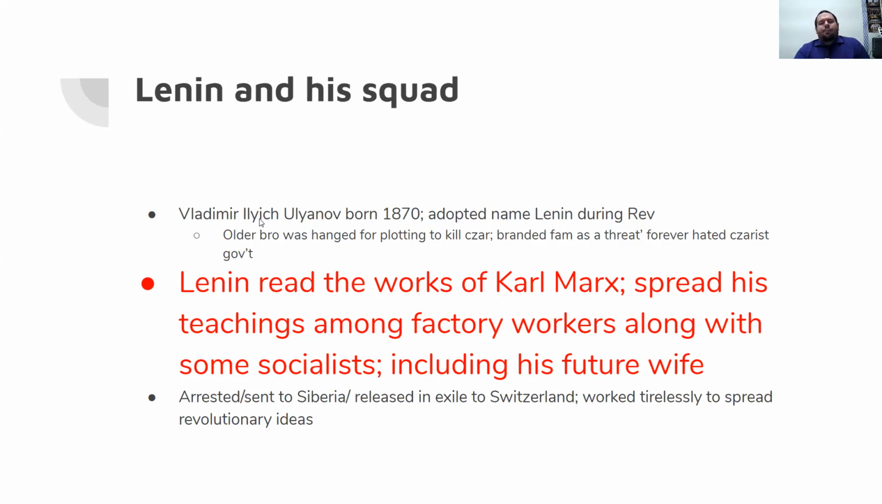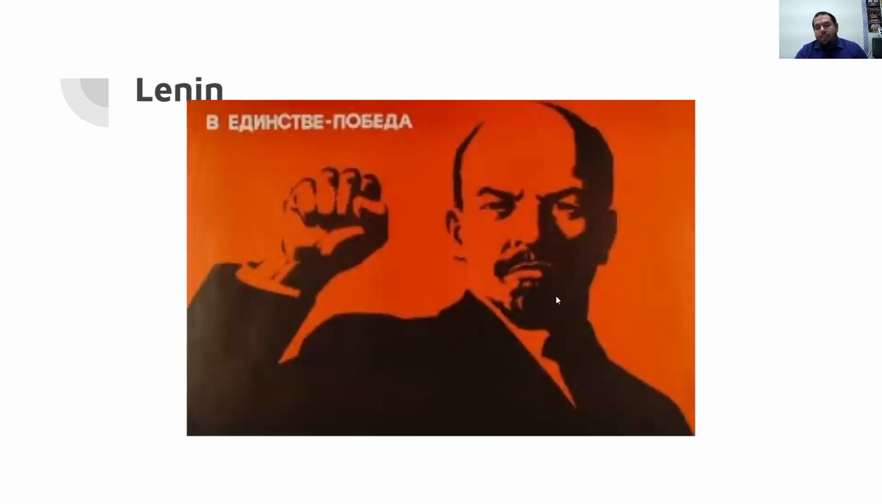So Lenin read the works of Karl Marx. He's going to spread his teachings among factory workers along with some socialists, where he met and married his future wife. For trying to spread these ideas, he would be arrested, sent to Siberia. Then he would be released in exile to Switzerland. And there, he's going to go full communist. And he's going to work tirelessly to spread his revolutionary ideas. Remember that picture? That's Lenin. And that hairline is my future.